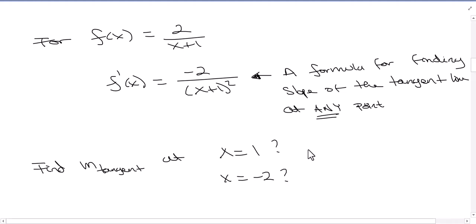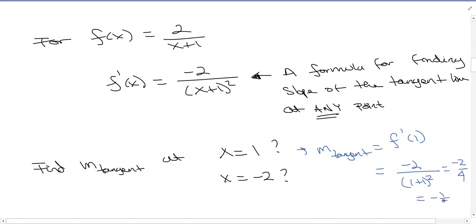So now, at x equals 1, the slope of the tangent is given by the derivative at the point. So m tangent will be f prime of 1. I take my derivative function, negative 2 over 1 plus 1 squared, so minus 2 over 4, or negative 1 half.